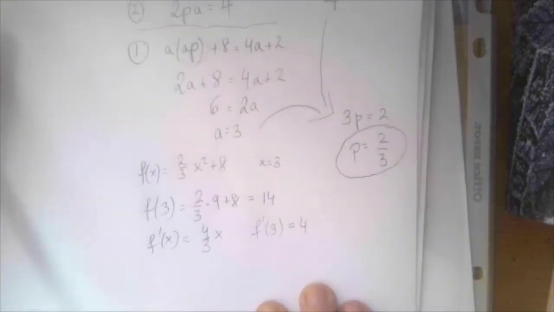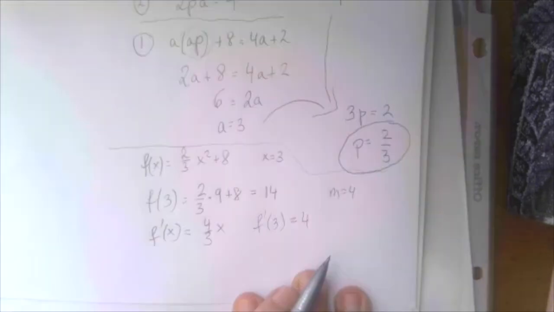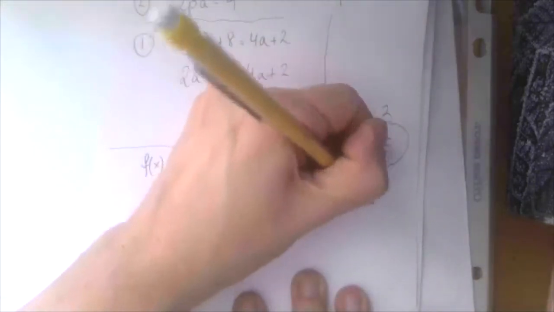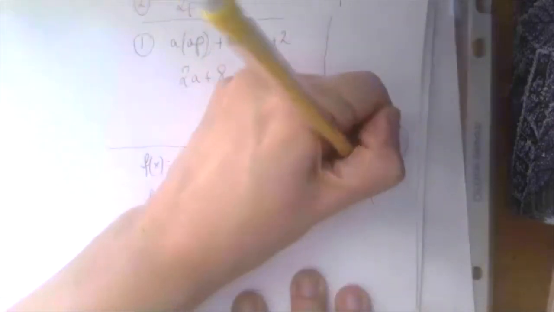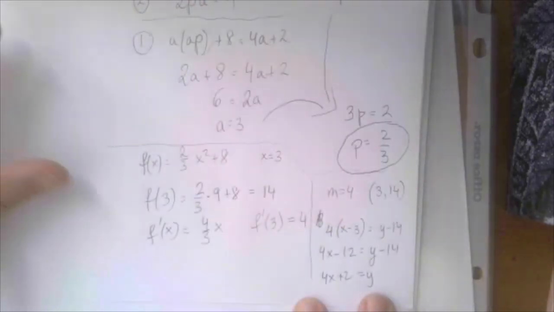The point of tangency is (3, 14). So m is 4, and the point of tangency is (3, 14). So we have 4 times x minus 3 equals y minus 14. So 4x minus 12 is y minus 14. So y is 4x plus 2. So indeed, the tangent line is 4x plus 2. So our solution is correct.